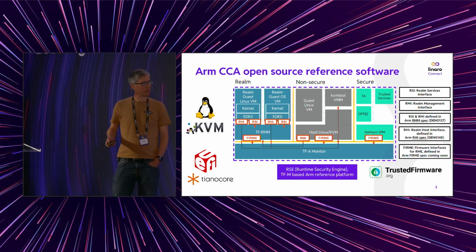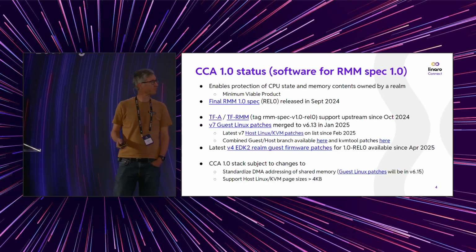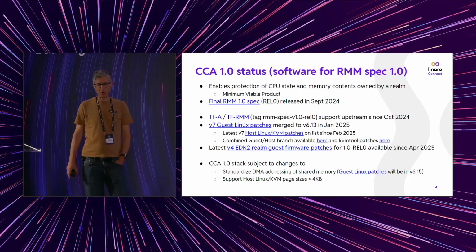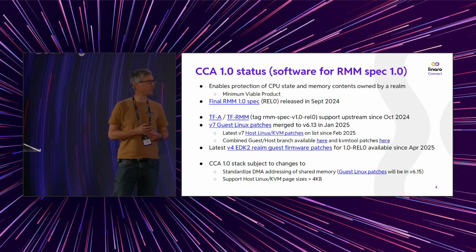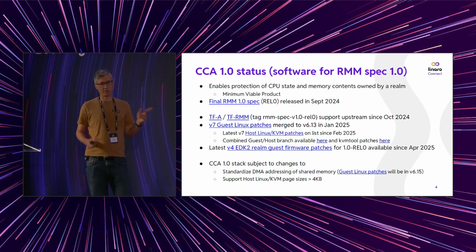I'll talk about the status of the other specifications as we go along. So where we are with CCA 1.0, when I say CCA 1.0, I mean the software for the RMM specification 1.0, which enables the basic protection of CPU state and memory content owned by a realm, which we consider the minimal viable product. The final specification for that was in September last year, and the TFA and RMM support for that has been upstream since October last year.